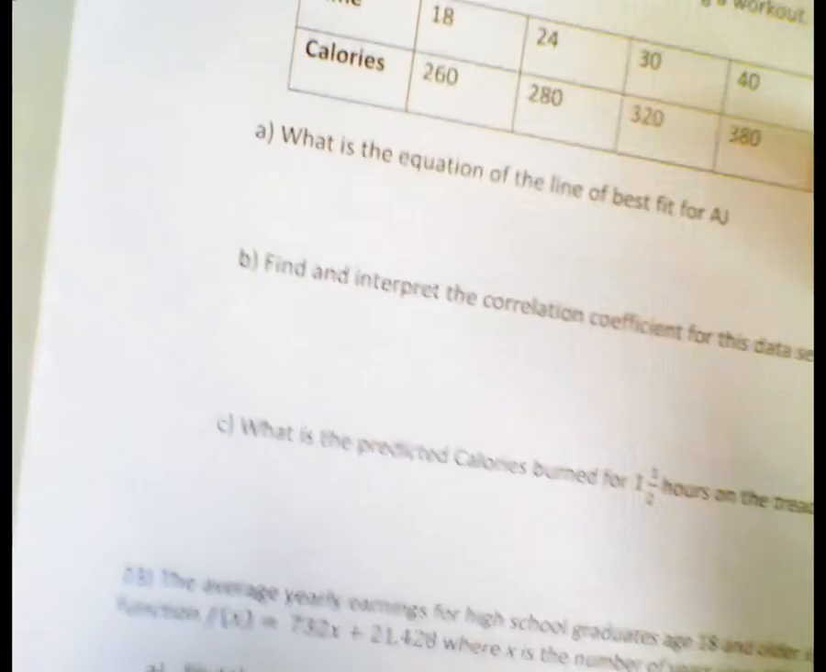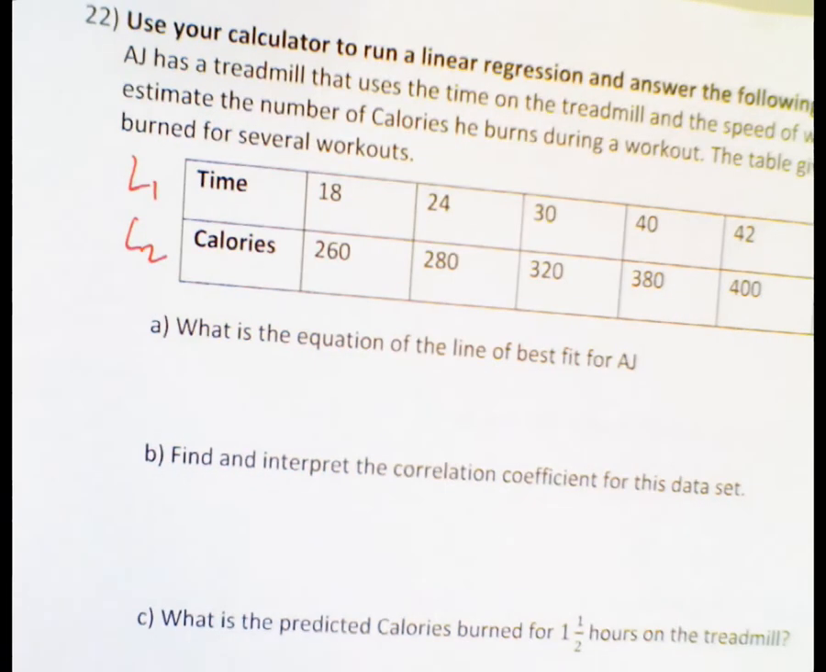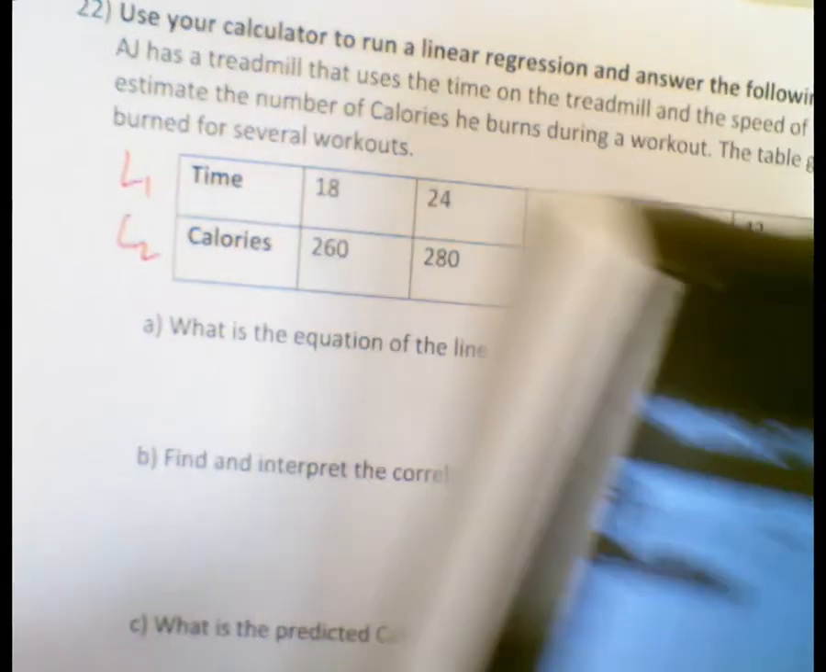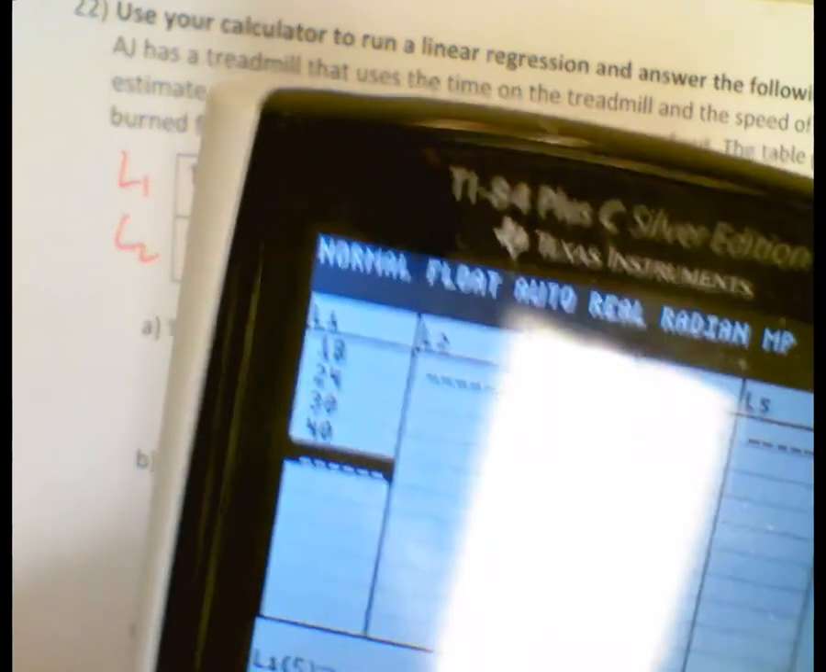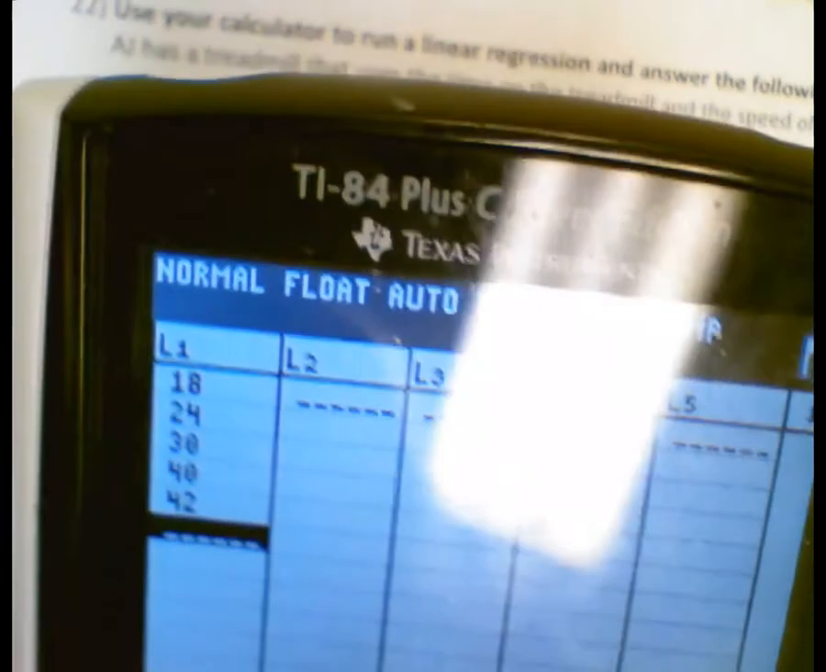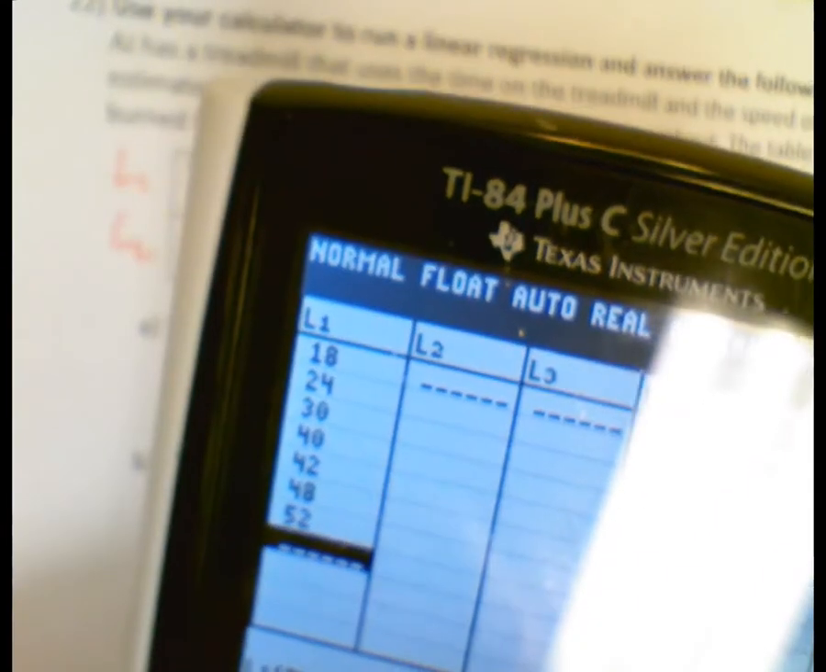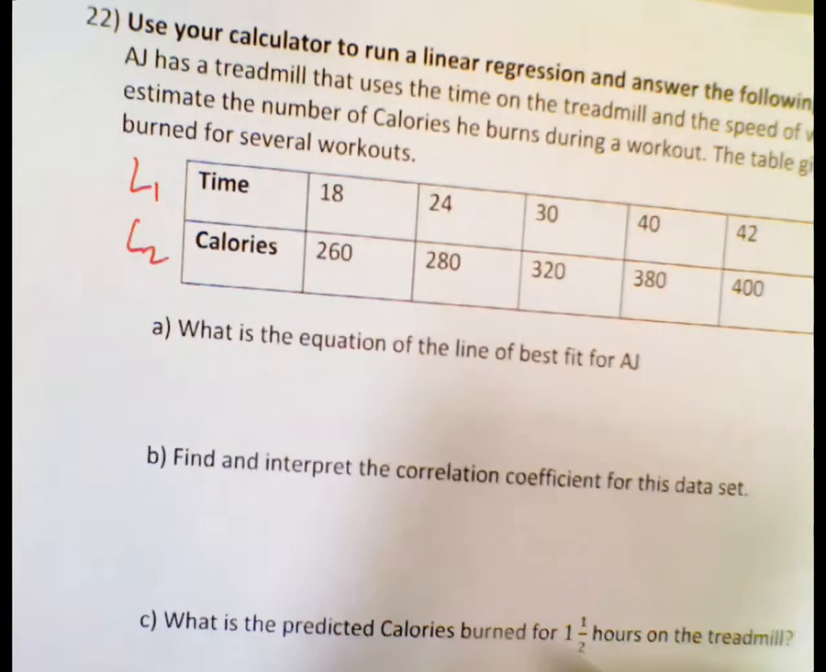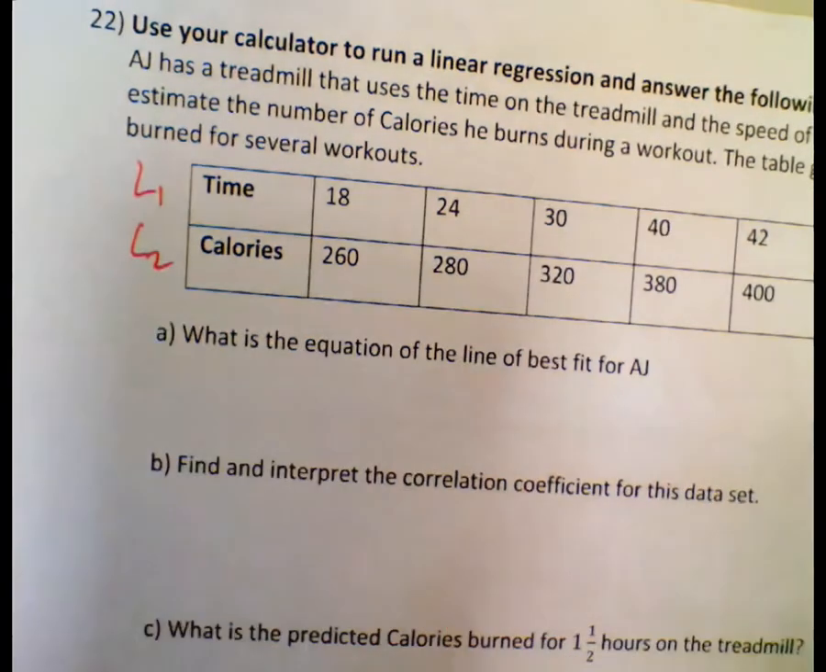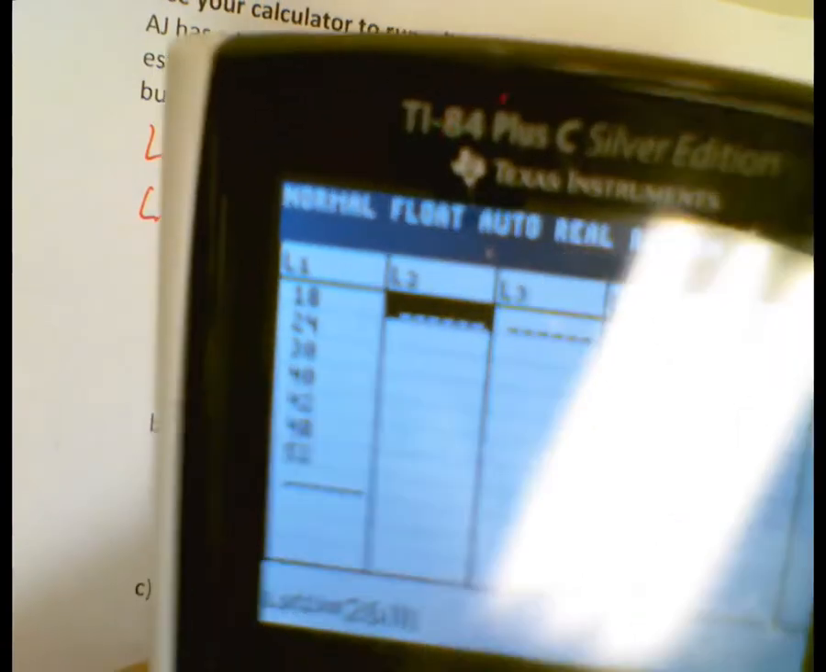So we're going to enter these into our list 1 and these into our list 2. Go ahead and do that. So we have 18, 24, 30, 40, 42, 48, 52. That's my list 1. Calories, that's going to go in list 2. So go to list 2 and type in our calories. Make sure you're typing them in correctly.